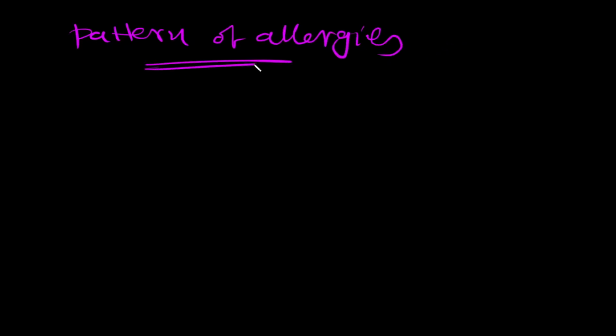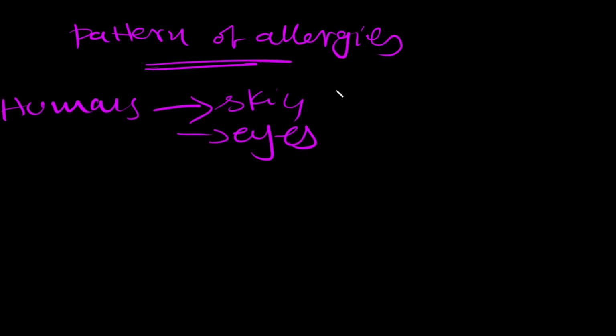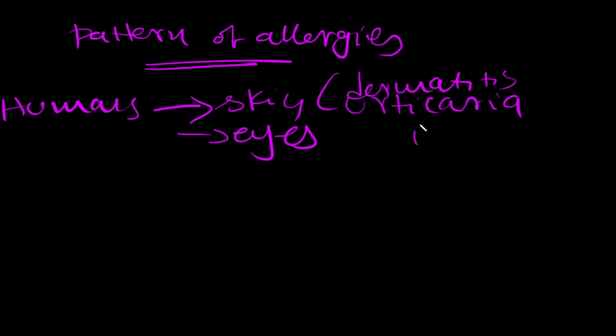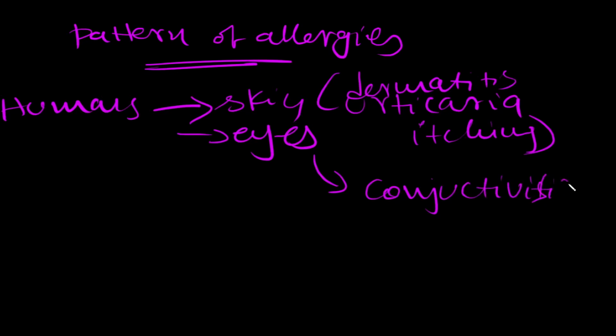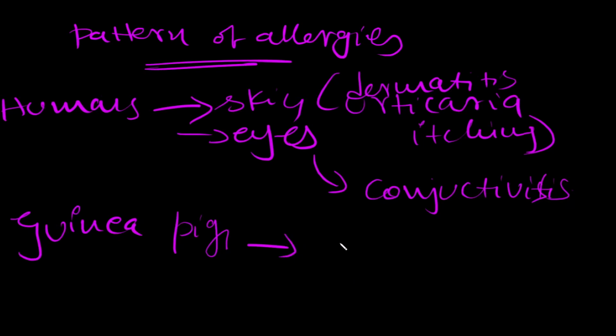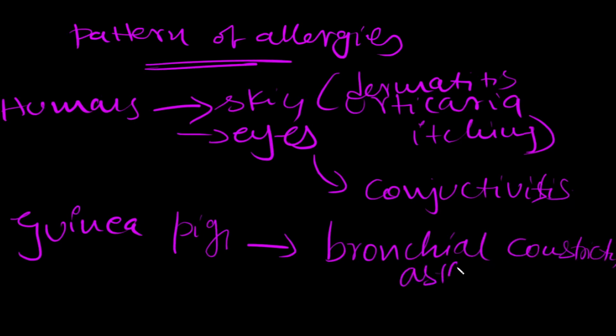Pattern of allergies varies between animals. In humans, mostly skin and eye allergies can be seen. Skin allergies in the form of dermatitis or urticaria or simple itching. Eye allergies such as conjunctivitis. Whereas in guinea pigs, the most common form of allergy is bronchial constriction or asthma. This can also be seen in humans, but it is the most common form of allergy in guinea pigs.